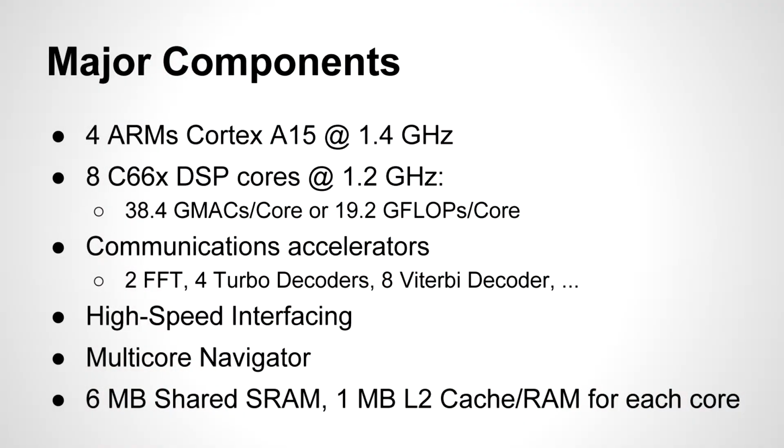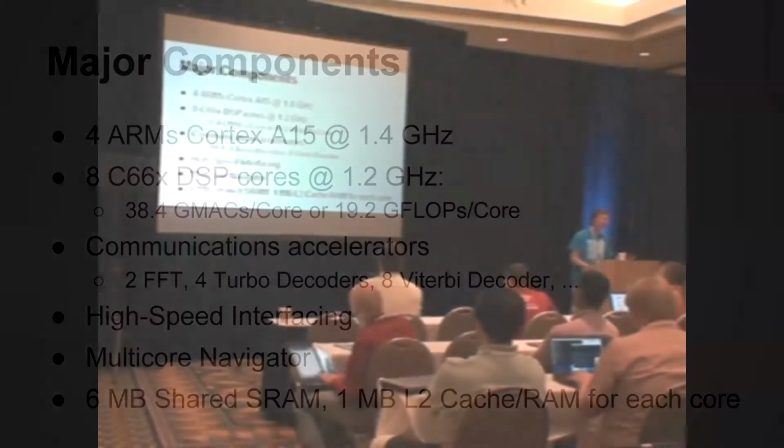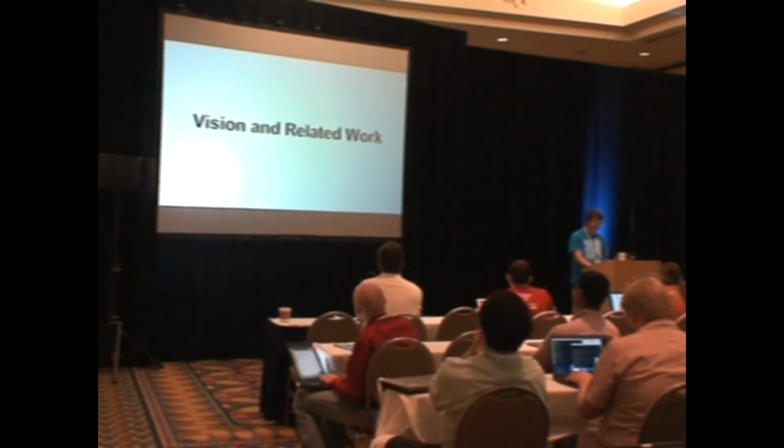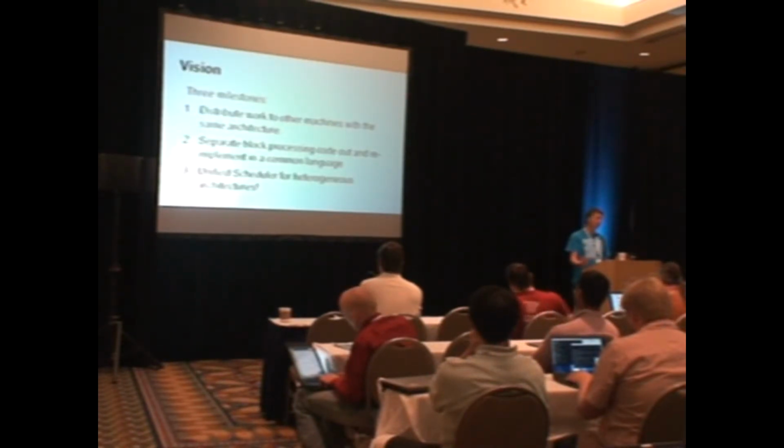I really talked about a lot of this. They have high-speed interfacing, communication accelerators. So what we're trying to figure out is how we can use a framework that was designed for doing GPP work to do not GPP work. So we have milestones here. GNU Radio typically runs on one machine and you just add cores.